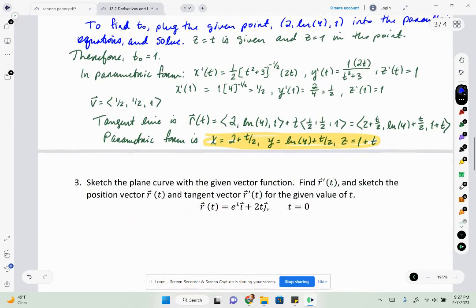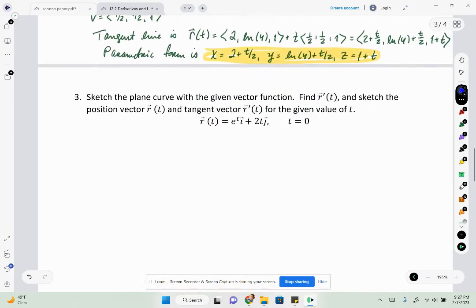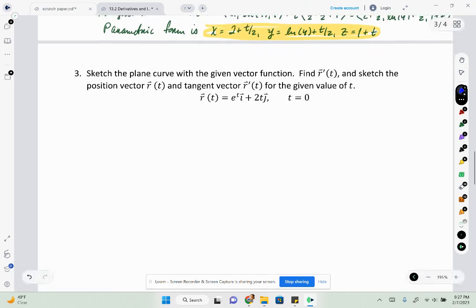All right, next problem. Sketch the plane curve with the given vector function, find r prime of t, and sketch the position vector and tangent vector, r prime of t, for the given value of t. Whew, that's a mouthful. Let's start with the very first thing. Sketch the plane curve with the given vector function. Okay, plane curve.